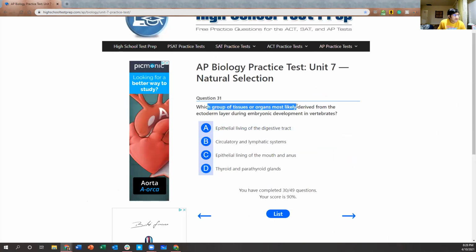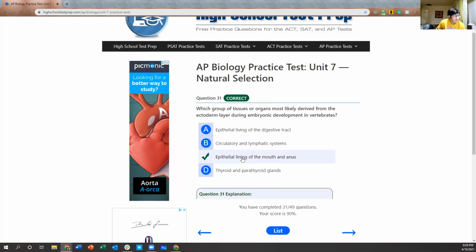Which group of tissues or organs most likely derived from the ectoderm? Okay, so these are stuff we probably don't have to know for the test, nor for the exam, or maybe we need to know it for the exam. We just haven't learned about it. I don't know. Derived from the ectoderm layer during embryonic development. Ectoderm probably sounds like epithelial lining of the mouth and anus because those are outside. Yeah.